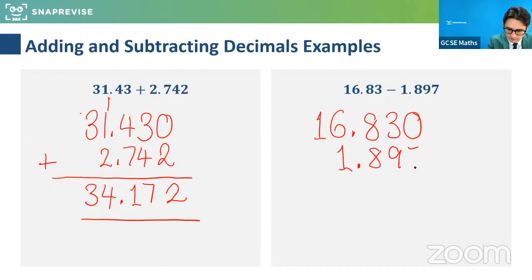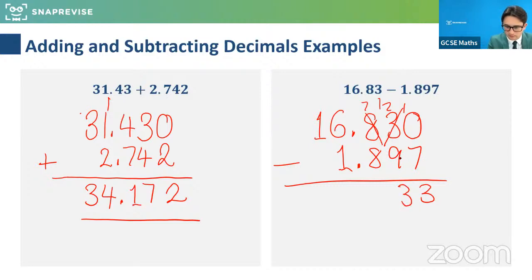8, 9, 7, and we're doing subtraction. So 0 take away 7 we can't do. Borrow 1 from there. 10 take away 7 is 3. 2 take away 9 we can't do. Borrow 1 from there. Make it 12. 12 take away 9 is 3.